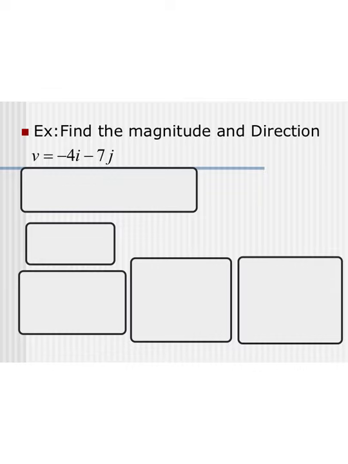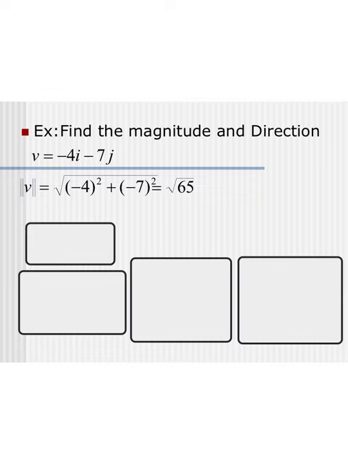All right, one final example of finding our magnitude and our direction. Again, we can see the vector isn't in linear combination form. So I can take my components, which are going to be negative 4 and negative 7, and plug them in to find my magnitude. And if we do that, then we get negative 4 squared plus negative 7 squared, which gets us the square root of 65.